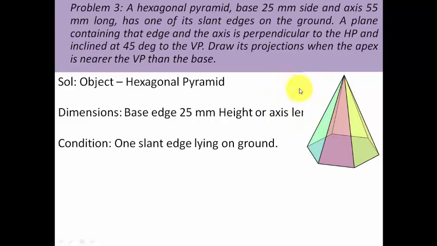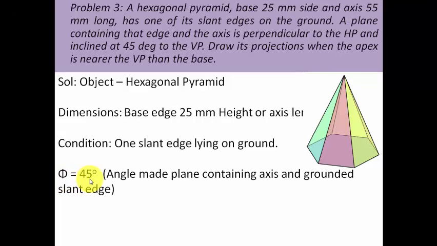Alright, there is one more condition: a plane containing that edge and the axis. So there is going to be this edge which is in contact with the HP, and along with that edge we have the axis also, and both of them are going to be lying on a plane. This is not HP or VP, this is a different sort of plane. And that plane is going to be perpendicular to the HP as well as inclined at an angle of 45 degrees. So the condition says that phi is equal to 45 degrees, that is the angle made with the vertical plane.